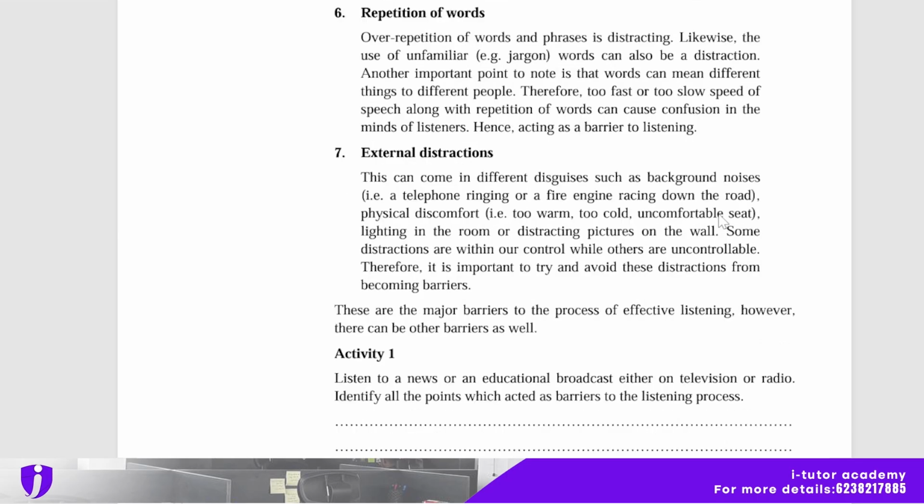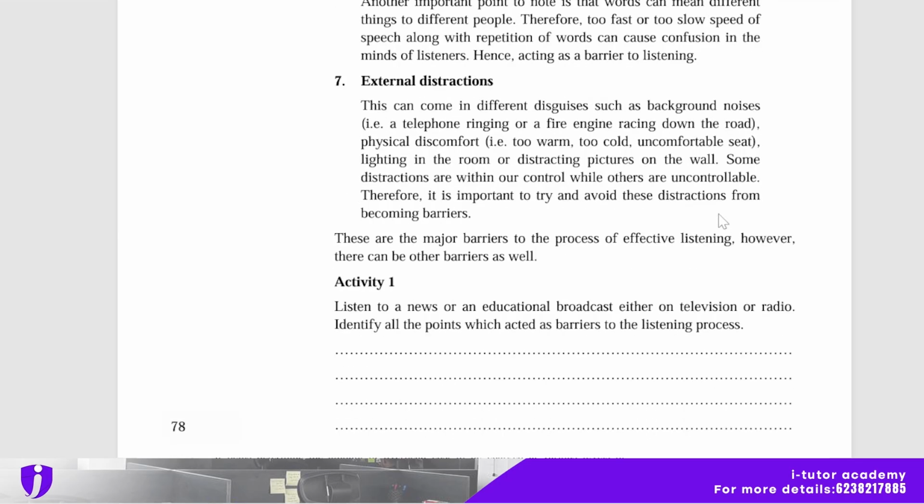External distractions. These can come in different forms, such as background noise, physical discomfort, lighting in the room, or distracting pictures on the wall. Some distractions are within our control while others are uncontrollable. Therefore, it is important to try and avoid these distractions from becoming barriers. These are the major barriers to the process of effective listening. However, there can be other barriers as well.